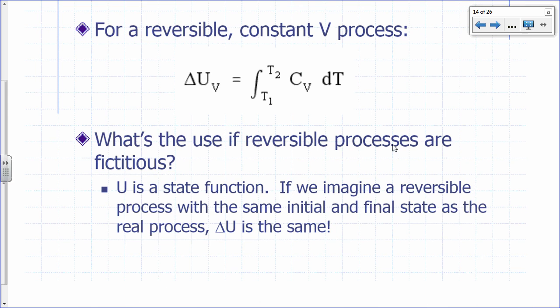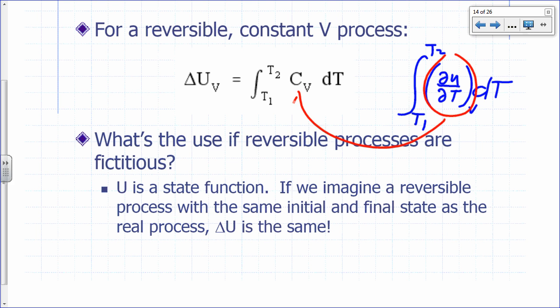So for a reversible constant volume process, we say then that delta u is just Cv dT. Why? What should this derivative be in general? It should be the integral from T1 to T2 of the partial of u with respect to T at constant V. But we've already identified that this derivative is equal to Cv. Now, this is for a reversible constant volume process, but nothing in real life happens reversibly.